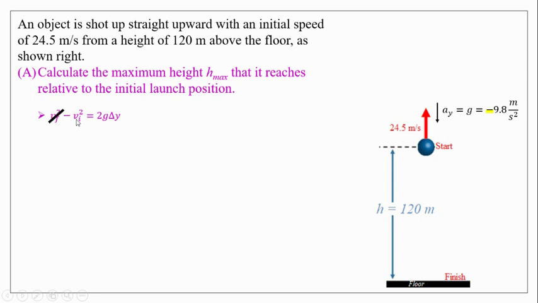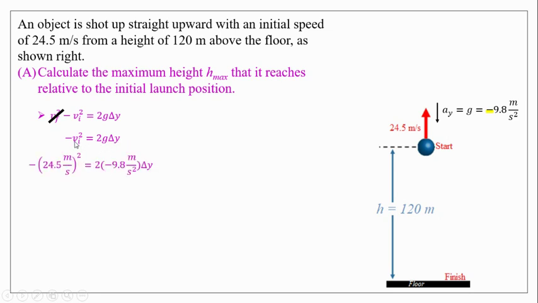Why? Because I can cross v_f out. I know v_f at some point is 0 because this particular statement asks for h_max. h_max implies that the object is no longer rising. It has to come to a momentary stop and then fall back down. So in this case, I'm going to use this function because v_f I can cross out, which just simplifies down to negative v_i squared equals 2g delta y. And then therefore I can just plug values in.